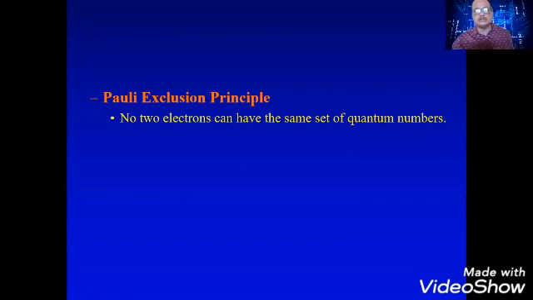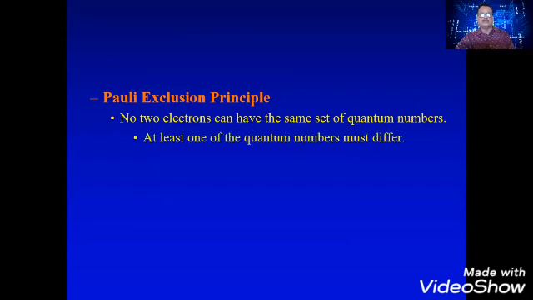It is similar to a situation where two students in the same school may have the same name. They may belong to the same class. They may belong to the same section, but their roll numbers cannot be the same. So two electrons can have the same principal quantum number. They can have the same azimuthal quantum number. They can have the same magnetic quantum number, but their spin quantum number will be different. Like two students with the same name, same class, same section, their roll numbers will be different.